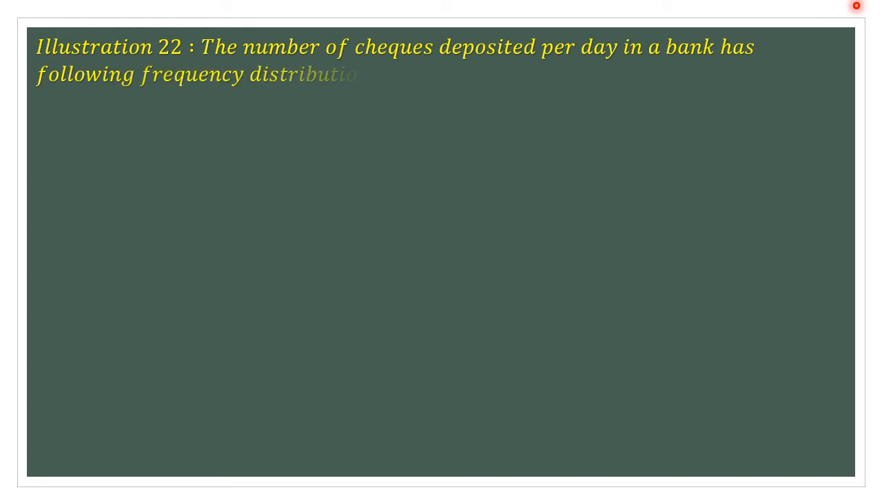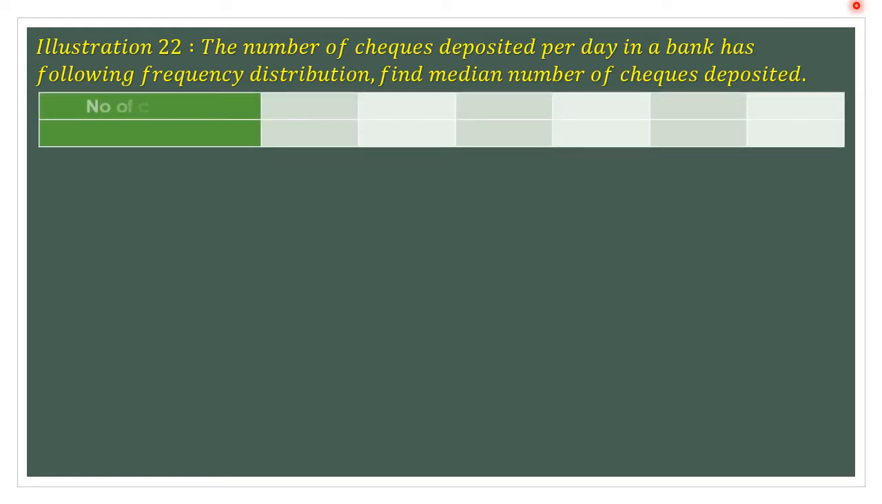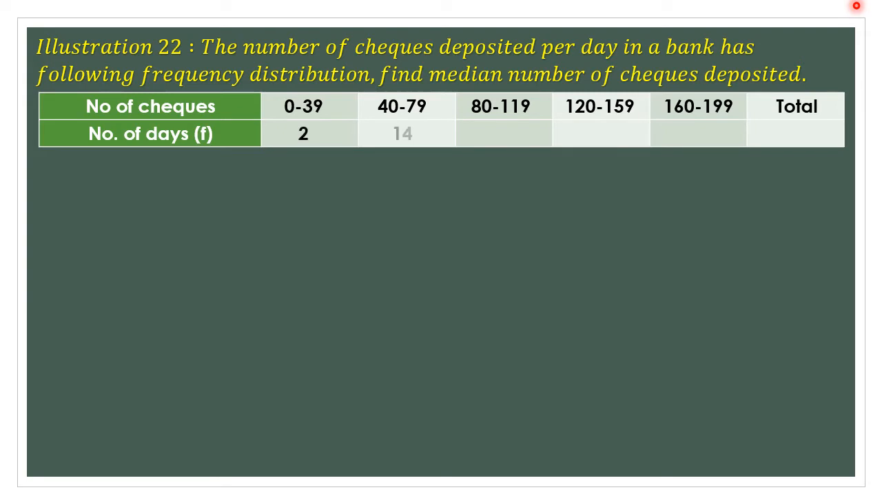Moving on to illustration 22. The number of checks deposited per day in a bank has the following frequency distribution. We have to find the median number of checks deposited. The question gives the number of checks and the number of days. The checks number is, as you can see, in classes, and the classes are not regular classes, they are inclusive classes, so a little tweaking will be required.